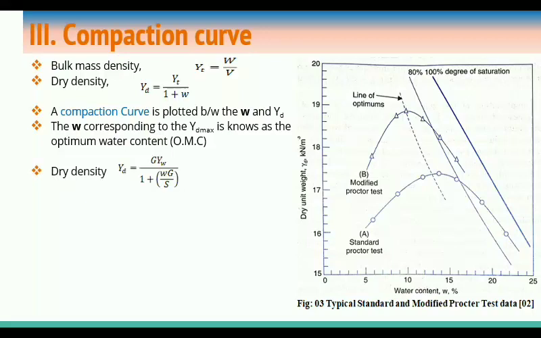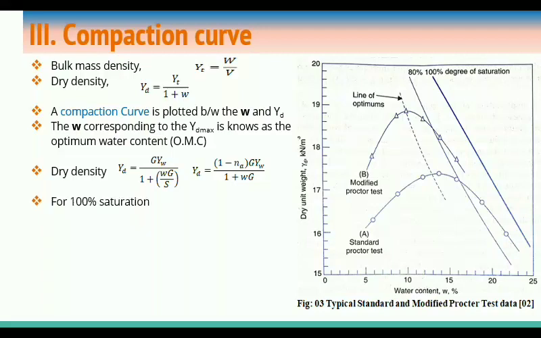Theoretically, we can calculate the maximum dry density. We have the density formula where S is the degree of saturation, W is the water content, G is the specific gravity of solid particles, and gamma W is the unit weight of water. In terms of air content, percentage of air, we can also calculate the dry density. So by using these two formulas, we can calculate the dry density.